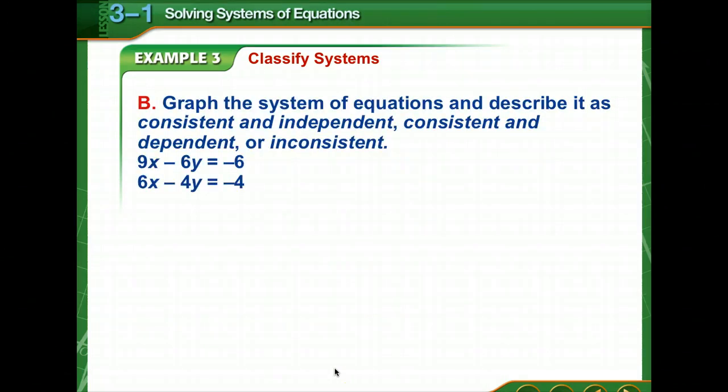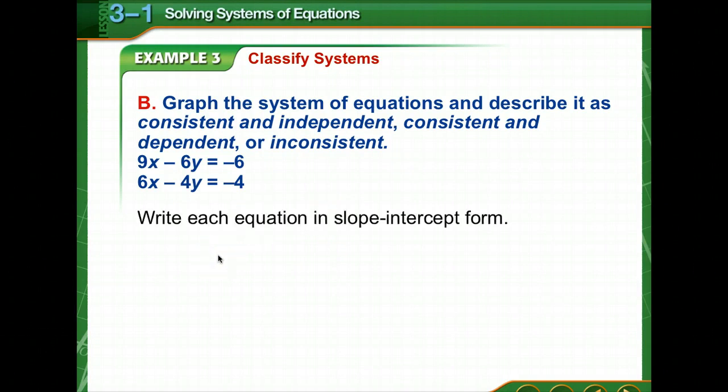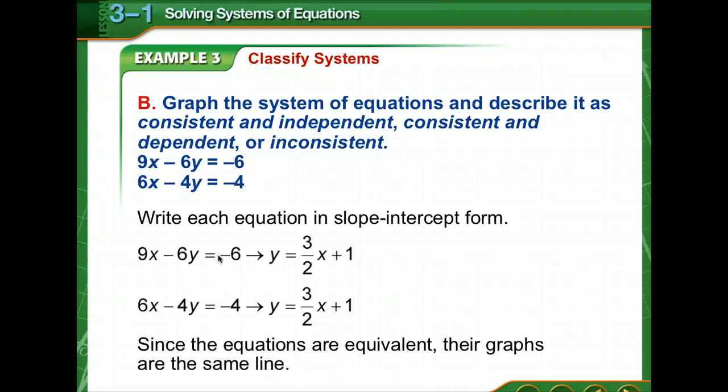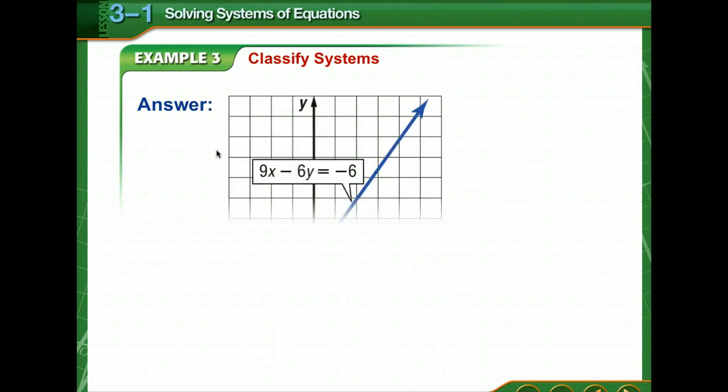Now let's graph this system of equations and describe it. So what's the first thing you're going to do? You're going to write the equation in slope-intercept form. Good for you. Oh, look at that. They're the same line. So because they do cross, they're consistent, and because they're the same line, they're consistent and dependent.